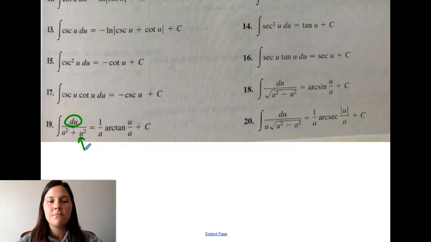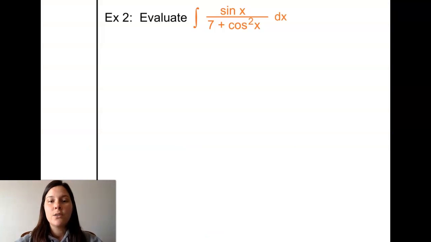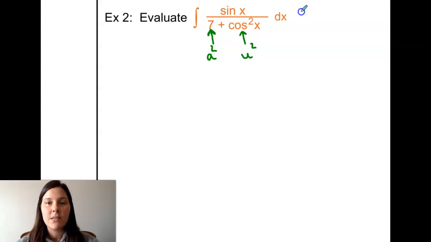Notice this pattern. And then in the denominator, we just have a squared plus u squared. So in the denominator, there's our a squared. So our a will be the square root of 7. There is our u squared. Our u is the cosine, and the derivative of cosine is negative sine, which very closely matches that numerator. We can easily take care of that negative value.